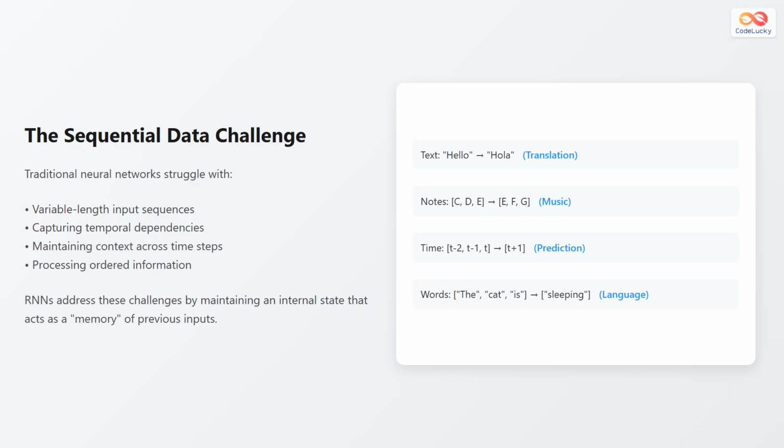Examples of sequential data include translating hello to hola, representing notes in music such as C, which leads to E, F, G, predicting time series data where T-2, T-1 predicts T+1, and understanding language where the cat leads to sleeping.